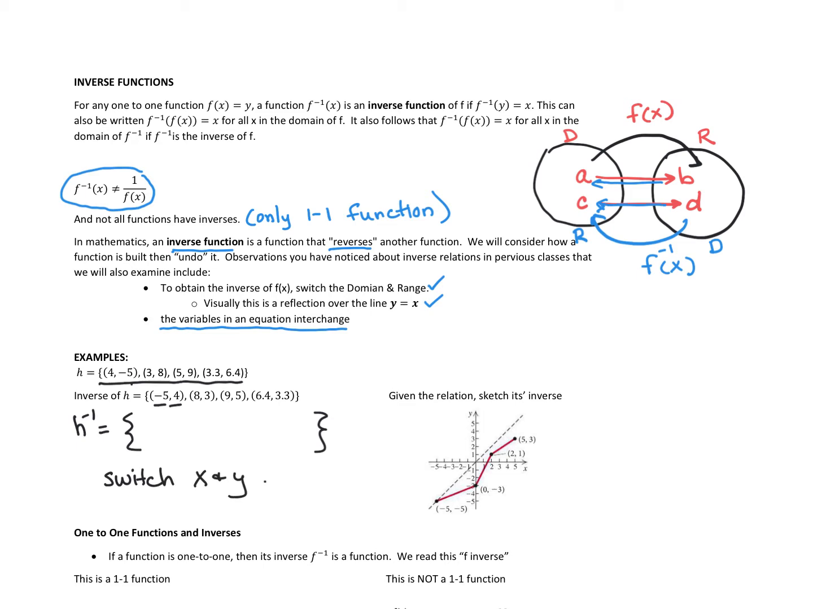If we're given a graph, like we are in this second example, we can still take the ordered pairs that are indicated and reverse them. So rather than having 5, 3, we would have 3, 5. Rather than 2, 1, we would have 1, 2. Instead of 0, -3, we would have -3, 0. And then you'll notice -5, -5 just gets reversed to itself, and we get this reflection about the line y equals x, because all we did was reverse the x's and the y's.